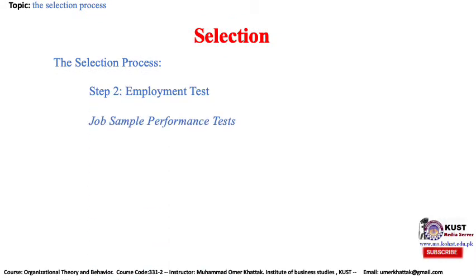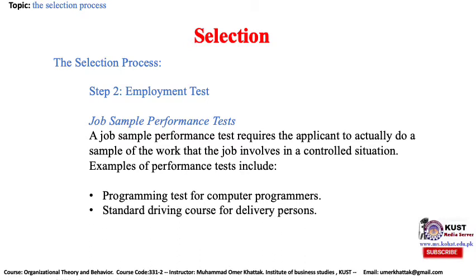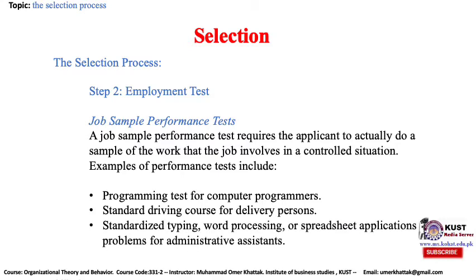Job sample performance test. A job sample performance test requires the applicant to actually do a sample of the work that the job involves in a controlled situation. Examples of job performance tests include a programming test for computer programmers, a standard driving course for delivery persons, and standardized typing, word processing, or spreadsheet application problems for administrative assistants.